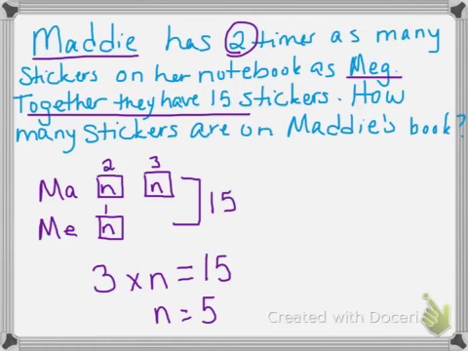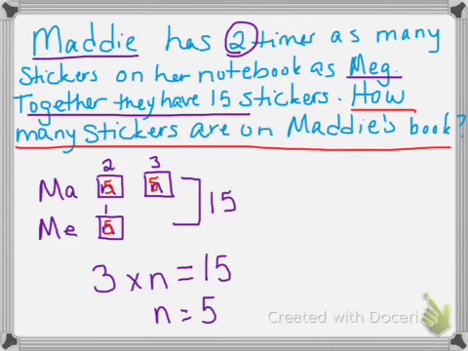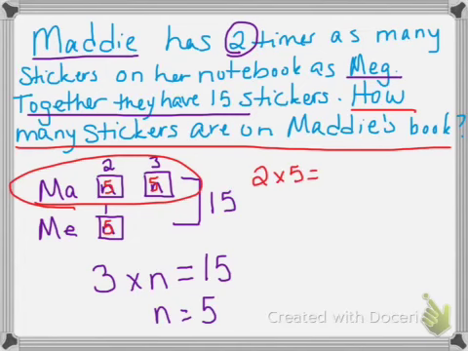I'm going to put my 5 in each of the boxes, and then I'm going to go back to my question. How many stickers are in Maddie's book? Well, here's Maddie. Maddie has 2 boxes of 5. So 2 times 5 tells me Maddie has 10 stickers on her book.